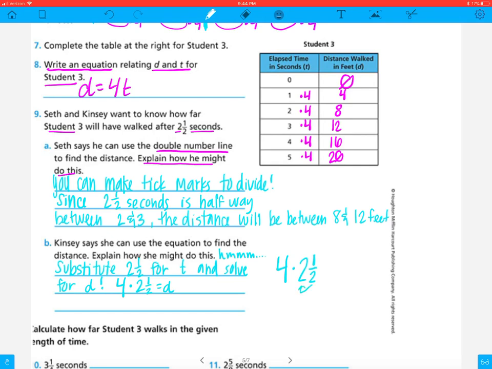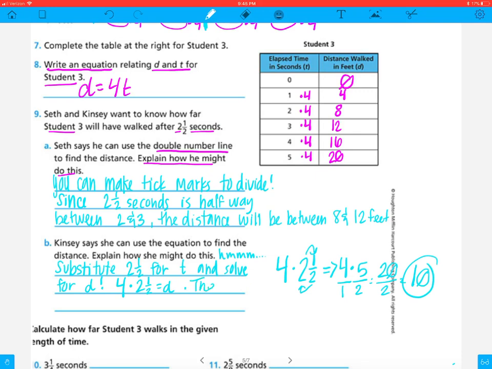To do that, I'm going to multiply my denominator by my whole number and then add my numerator. So right now it's 4 over 1 multiplied by 5 over 2. Once I get that set up, I will multiply straight across and I will get my answer. So 4 multiplied by 5 is 20, and 1 multiplied by 2 is 2. 20 divided by 2 is 10.